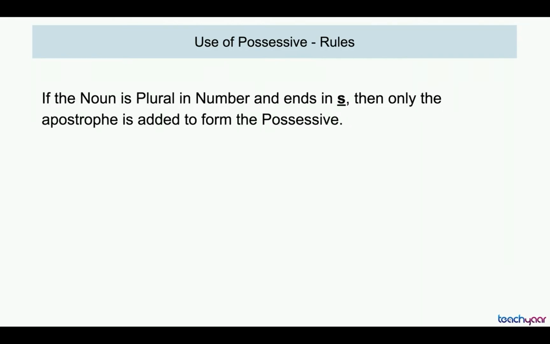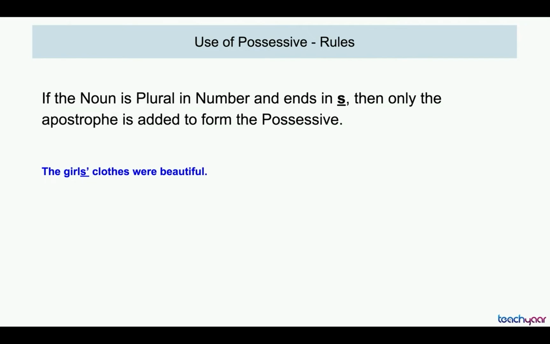Now what happens if the noun is plural? If the noun is plural and ends in S, then only the apostrophe is added to form the possessive. We discussed singular and plural number, and one main rule at least was, when you make a singular noun plural, we add an S. So look at this example.